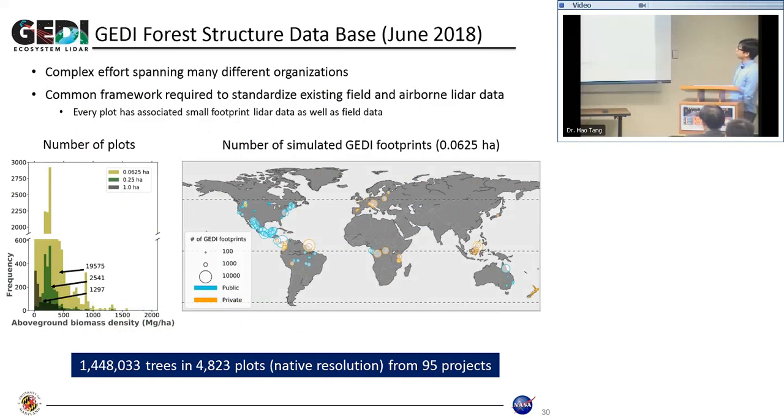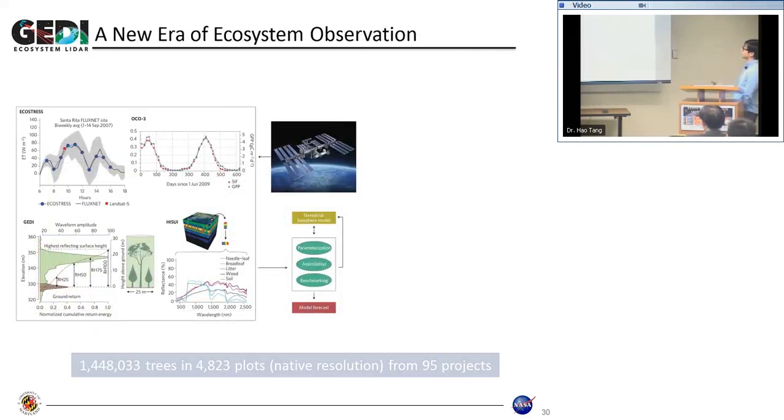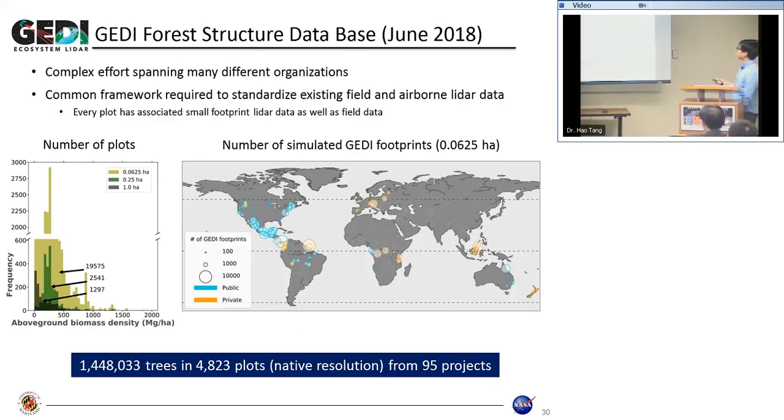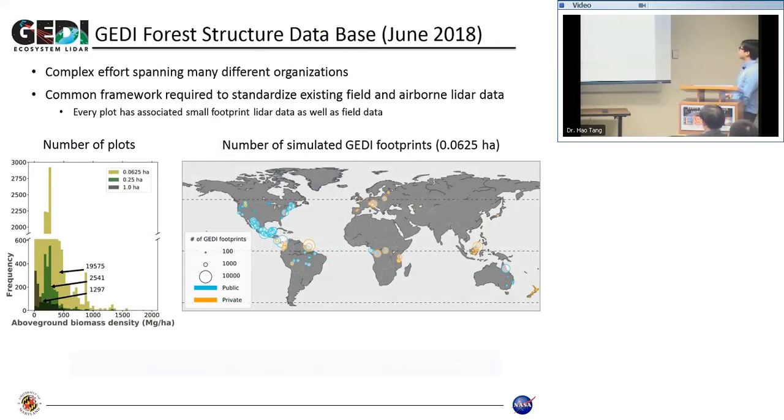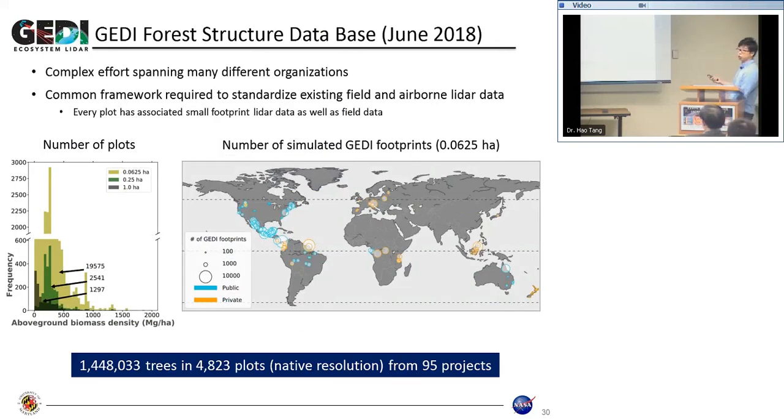So we have a GEDI forest structure database. We've already collected more than 4,000 plots globally, and this certainly gives us a pretty good representation of global forests, and it's still in progress. And we're expecting more help from the community.